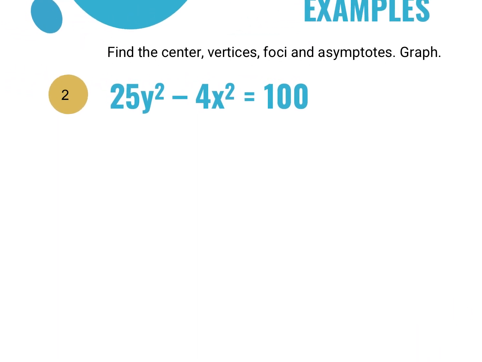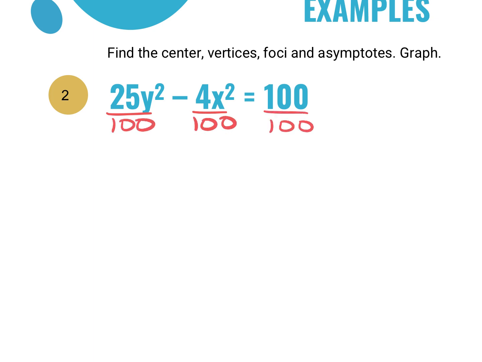Again, set it equal to 1. So I'm going to divide all three pieces by 100. I'm going to simplify the fraction. So it'll simplify down to 1/4 here. So y squared over 4. This will be x squared over 25.